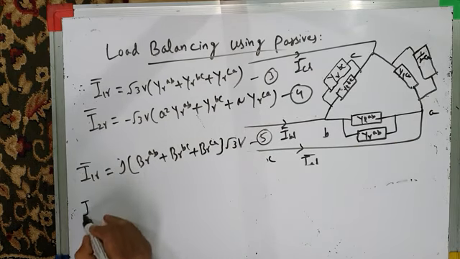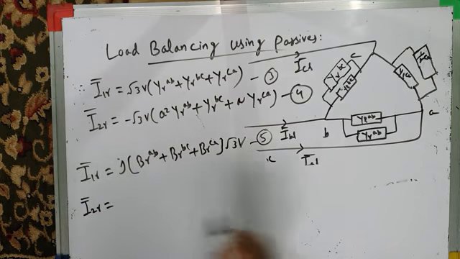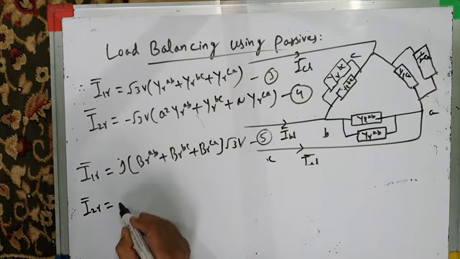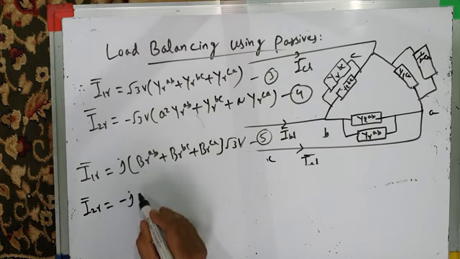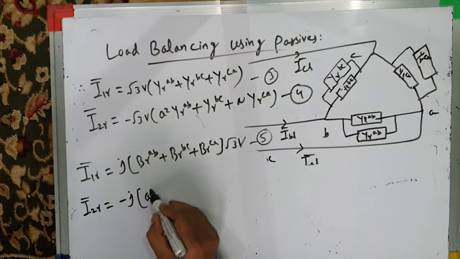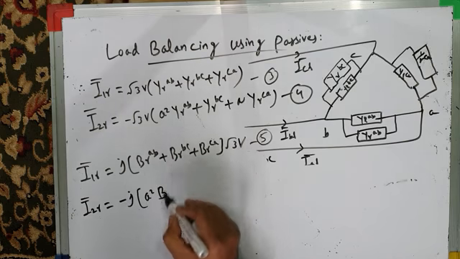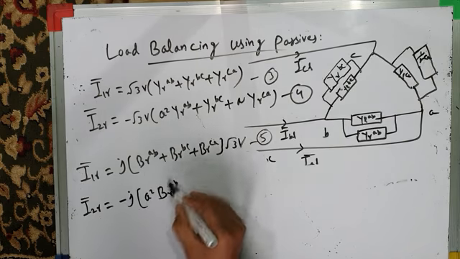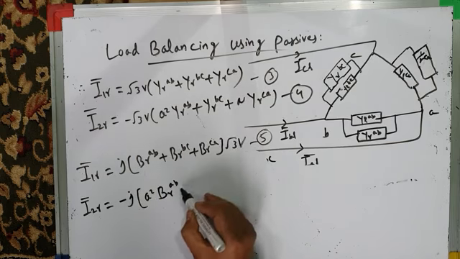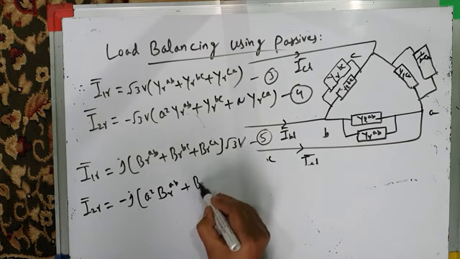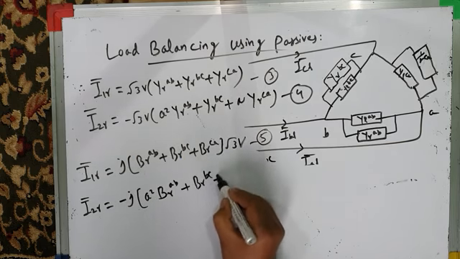And I2 gamma, that is the negative sequence component of current drawn by the compensator, is equal to minus j A square Y gamma AB, I will write as B gamma AB. The j, I took it outside. Plus Y gamma BC is B gamma BC plus A times Y gamma CA, I have to replace by B gamma CA, multiplied by root 3 into V. This is equation 6. So these are our final equations.